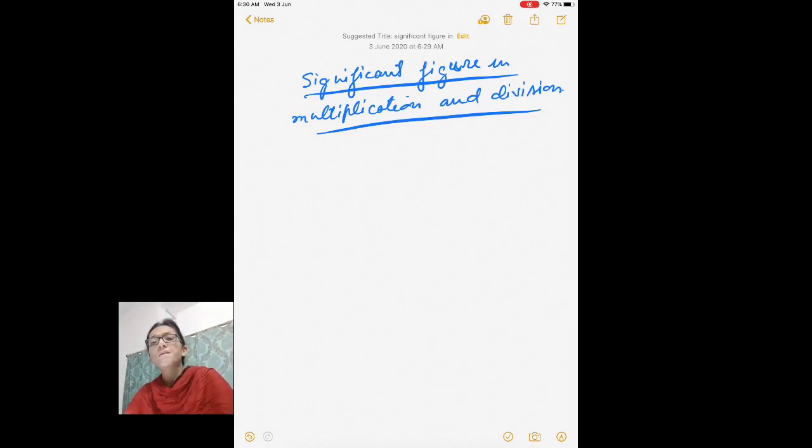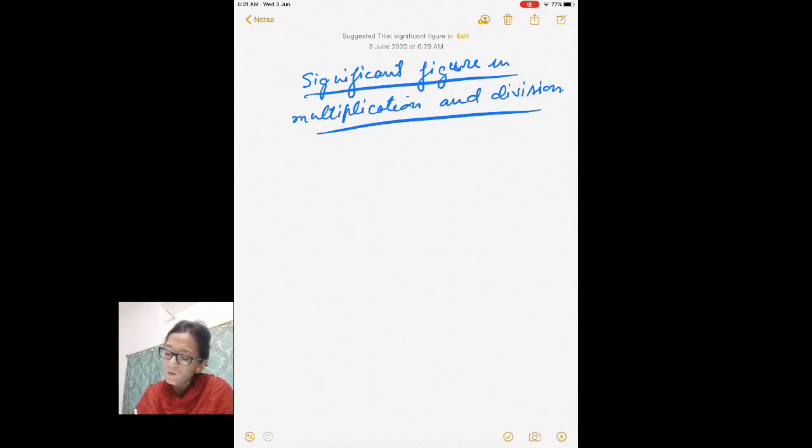Significant figures in multiplication and division. Many a time, while doing investigation, while doing some experiment, we need to multiply or divide certain sets of numbers. Like for volume, we multiply area with its length. We multiply two things. So in that case, we need to retain the significant figures of the least precise number. Let me write the rule first of all, then I will show you with the help of an example.